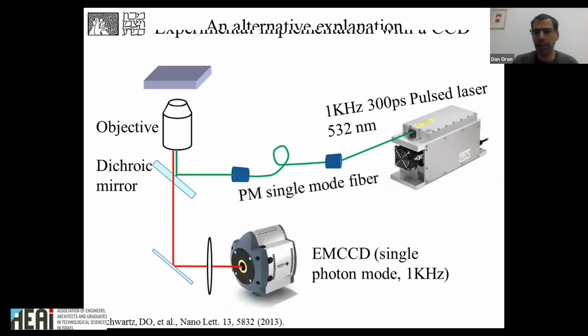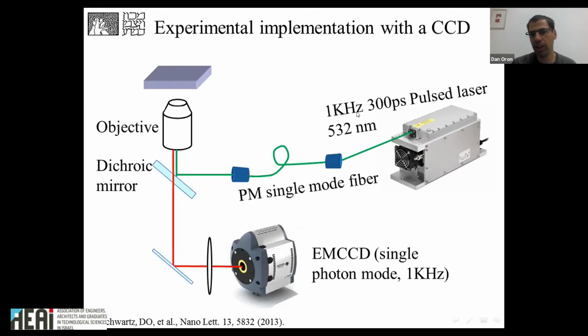Okay, so how do you run an experiment to measure this? The experiment is actually very simple. You need a single photon sensitive camera, right? And you need to be able to measure single photons from your sample, but these cameras are typically slow. The frame rate is maybe 1 kilohertz, so 1,000 frames per second, which means you have to excite your sample only 1,000 times a second.